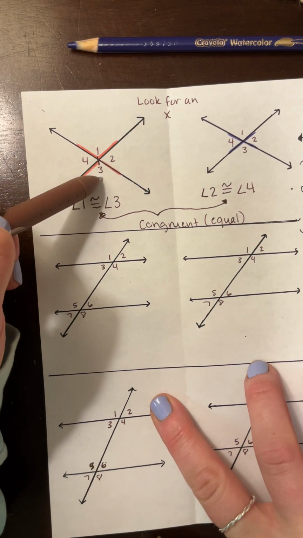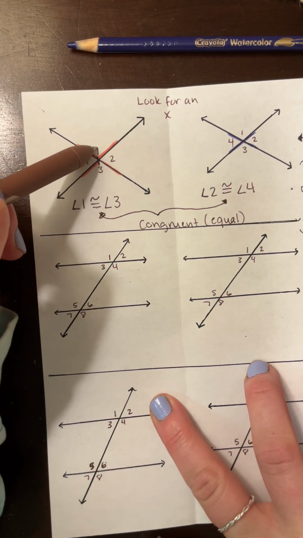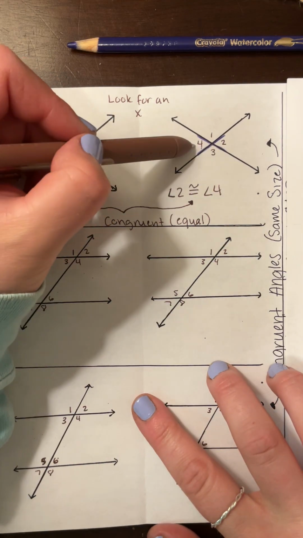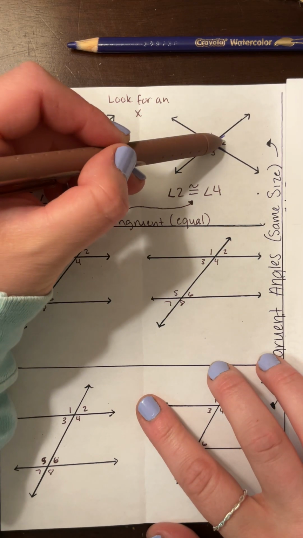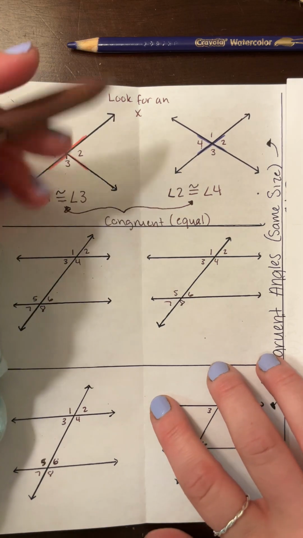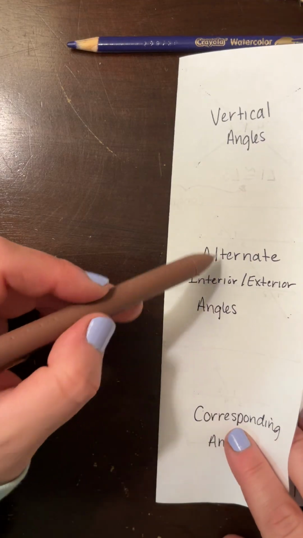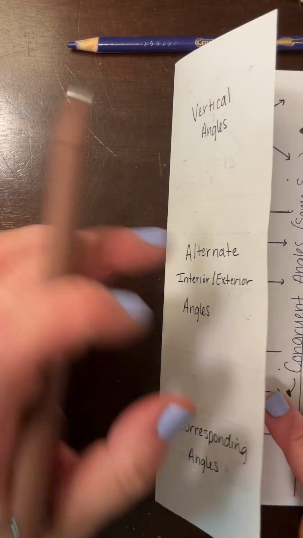So vertical angles, 1 was equal to 3. So if angle 1 was 80 degrees, angle 3 is 80 degrees. Same thing, angle 2 and angle 4 are congruent. So if angle 2 is 50 degrees, angle 4 is 50 degrees. They're the same. So our next set of congruent angles is these alternate interior or exterior angles.